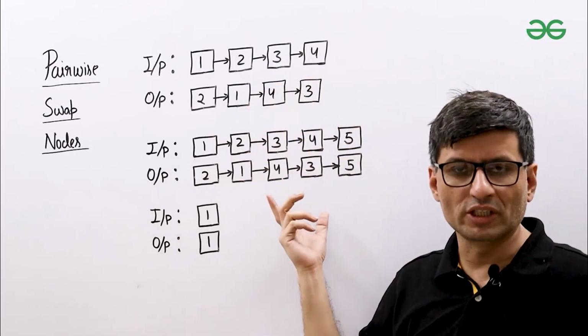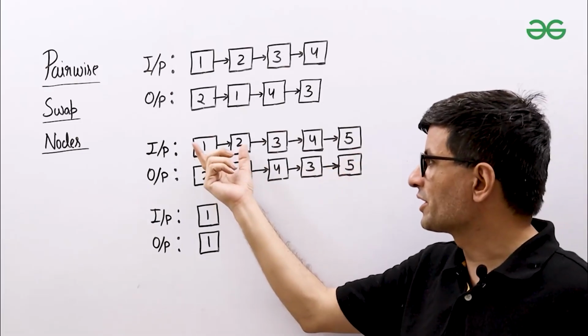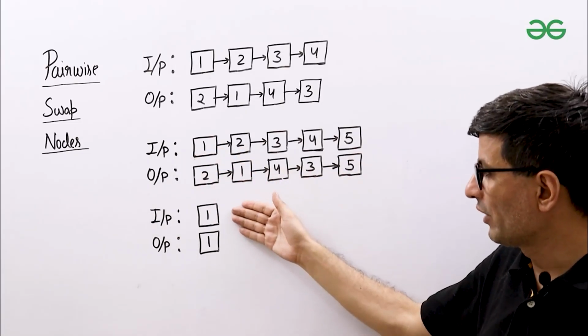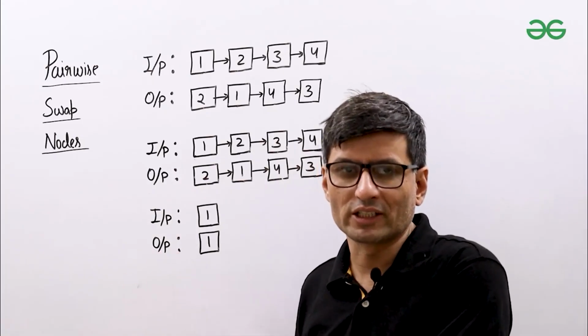If you have odd nodes in the linked list, then you need to simply ignore the last node. So you need to change it to 2, 1, then 4, 3, then you need to leave 5. If you have a single node, then it's again an example of odd nodes. You need to simply return the linked list as it is.